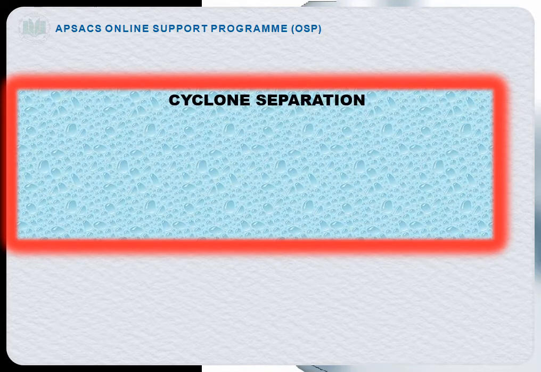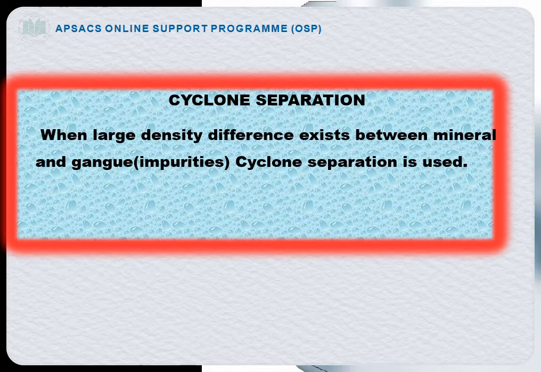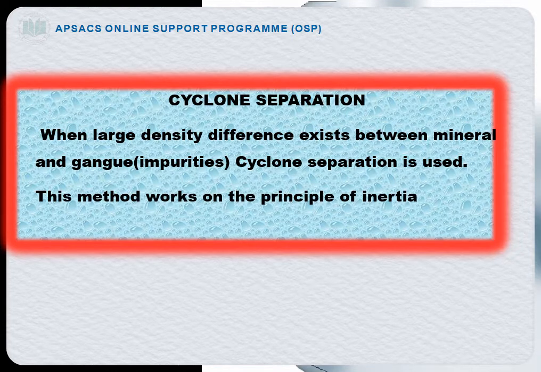Cyclone separation. So what is cyclone separation? When a large density difference exists between minerals and gangue impurities, cyclone separation is used. This method works on the principle of inertia.